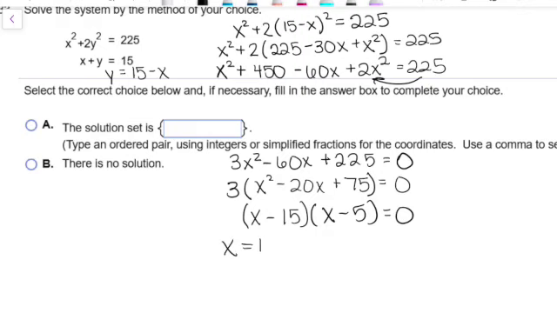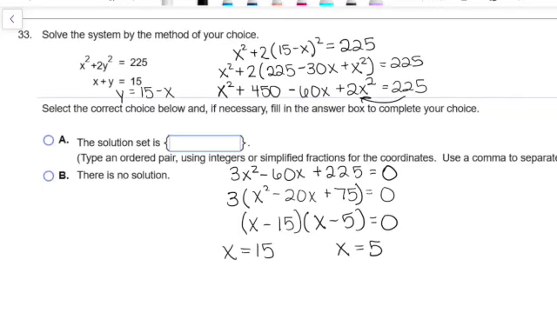So x equals 15, x equals 5. Go back and plug those back in. If x equals 15, then y must be 0 for the x plus y equals 15. If x equals 5, then y must equal 10 in that same one to get x plus y equals 15. So I have 15, 0, and 5, 10. And I believe that is the end.